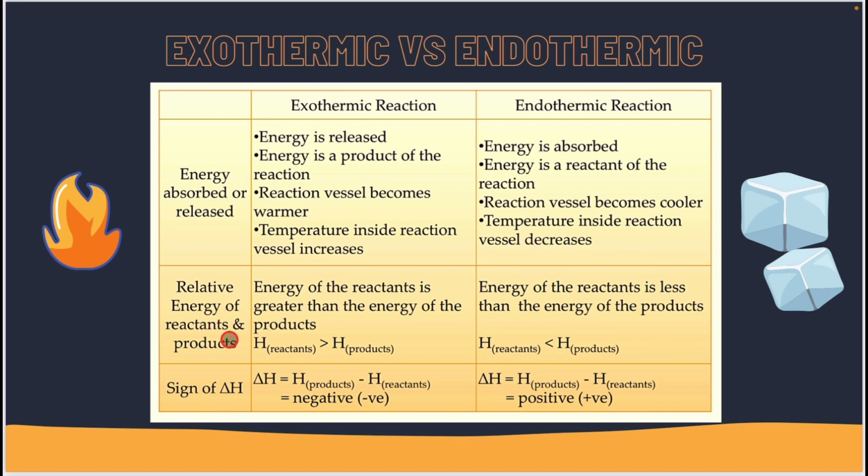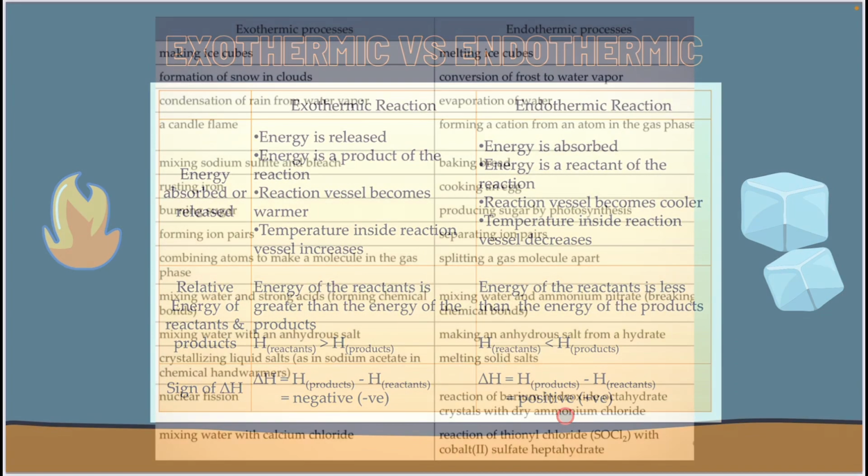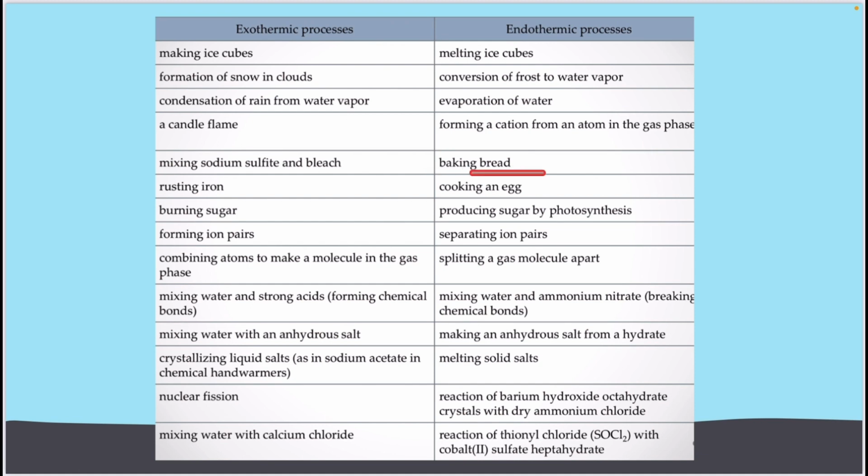Relative energy of reactants and products: for exothermic, the energy of the reactants is greater than the energy of the products; for endothermic, the energy of the reactants is less than the energy of the products. The sign of enthalpy change for an exothermic reaction is negative, and the sign of enthalpy change for an endothermic reaction is positive. And this is the table, the examples of exothermic process and endothermic process. So you can look at the examples of both processes.